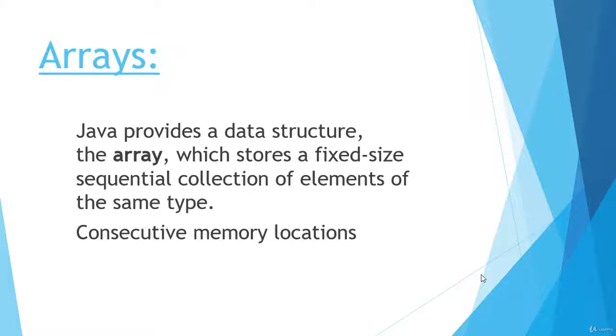Arrays. Java provides a data structure, the array, which stores a fixed size sequential collection of elements of the same type. Arrays are consecutive memory locations. Now for example, in our program, I want to store data of 100 users, for example, the names of the 100 users. I have to declare 100 variables.